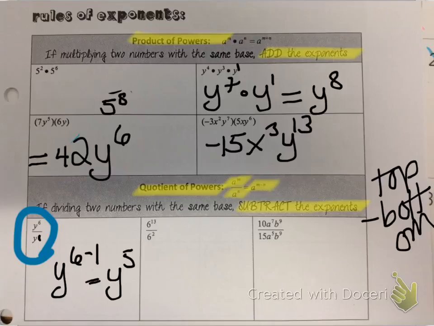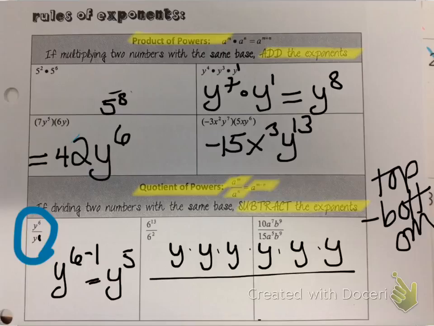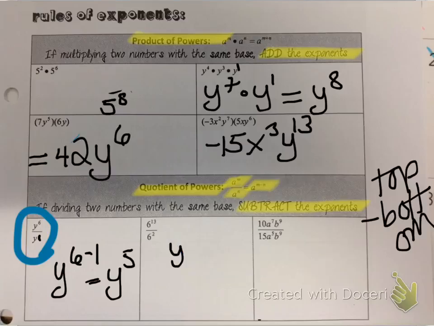The reason that it's like this is because if you have y to the 6th, that's 6 y's, and you're dividing it by just 1 y. Whenever we have y over y, that's the same as 5 over 5 or 10 over 10. Those just make one whole, so you can cancel them out, leaving us with just 1, 2, 3, 4, 5 y's, or y to the 5th. So that's the reason that we're subtracting our exponents here.